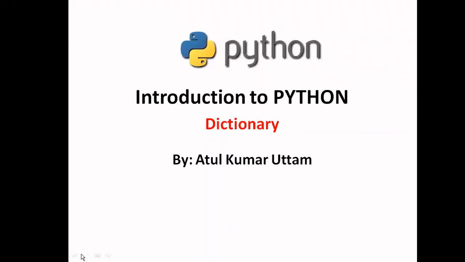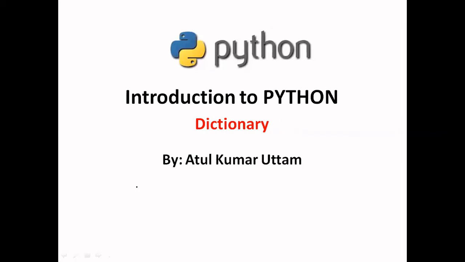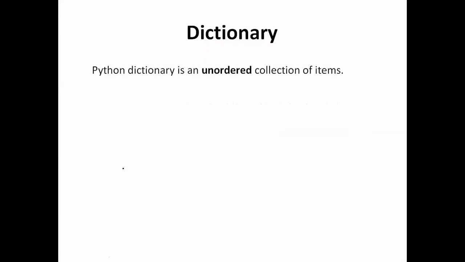Hello everyone, welcome to Introduction to Python, and in this lecture we are going to discuss the dictionary object in detail. First we will discuss the dictionary object and then we will discuss its functions. In Python, the dictionary is basically an unordered collection of elements.